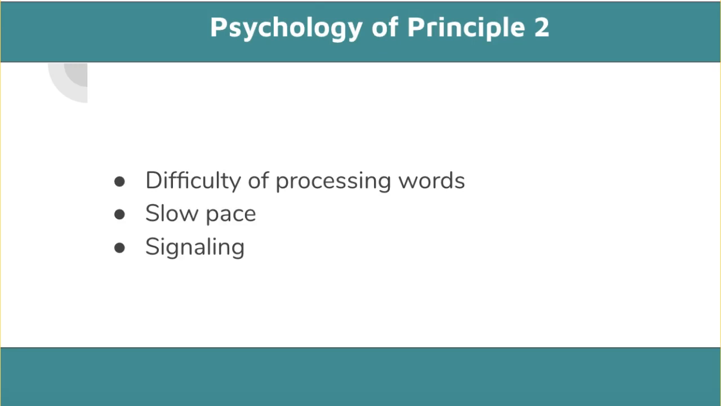The psychology behind Principle 2 is that if spoken material is difficult to process or is unfamiliar, such as in a technical context, having dual modes of presentation is actually a benefit. Also, if the material is presented slowly or at the learner's pace, having those dual modes can be helpful because the learner has time to process without overloading the learner. And finally, the use of signaling can actually direct the learner's attention to a particular part of a graphic to aid in learning.